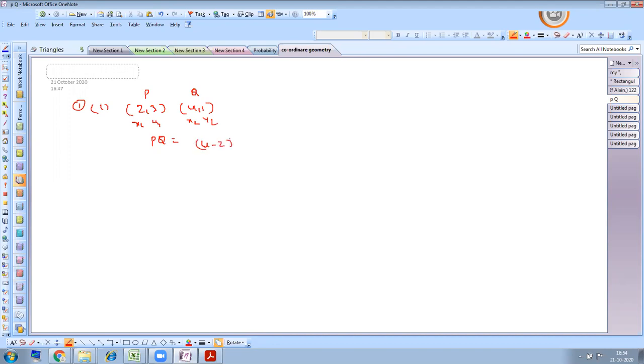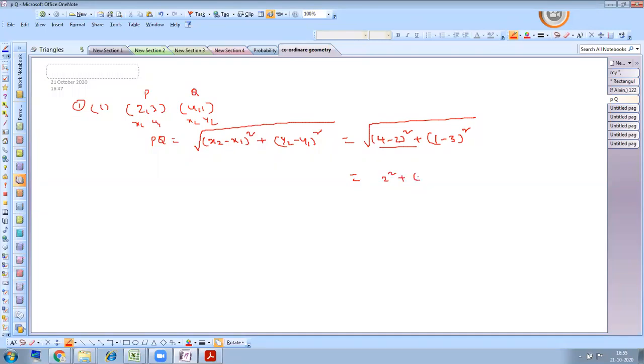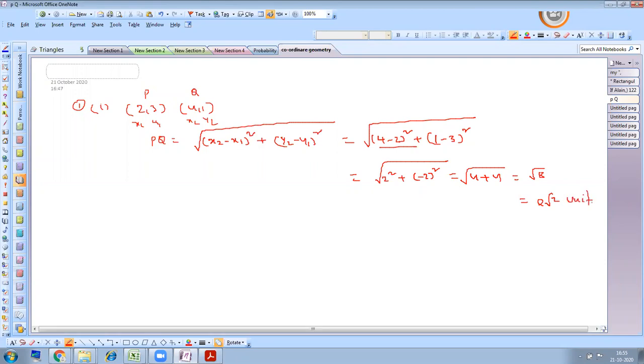4 minus 2 whole square. What is the formula? Distance between two points when given in the coordinate system: x2 minus x1 whole square plus y2 minus y1 whole square. This will be equal to 4 minus 2 whole square plus 1 minus 3 whole square. 4 minus 2 whole square is 2 square. 1 minus 3 whole square is minus 2 whole square. This will be 4 plus 4, root 8. That can be written as 2 root 2 units.